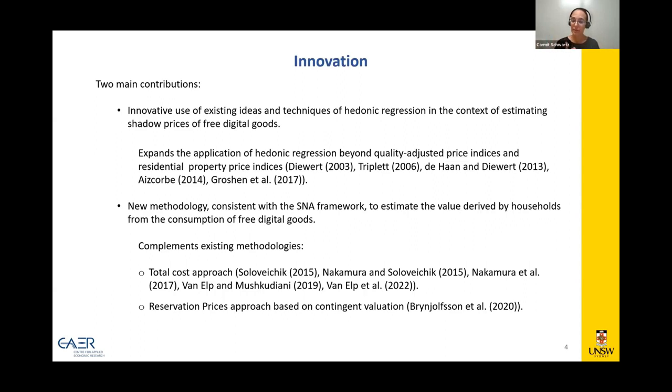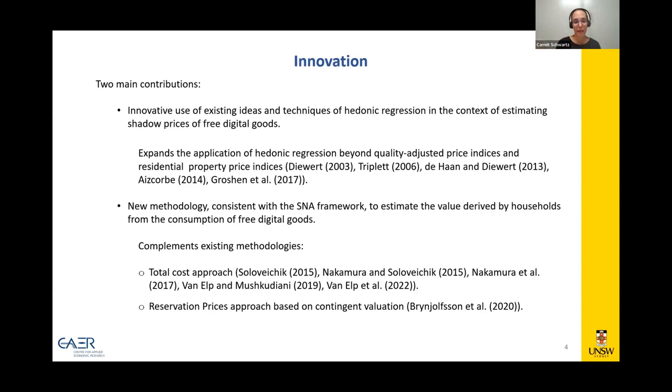Now, the total cost approach covers the cases where the free digital goods are financed through advertising and marketing expenses, and it uses this expenditure to represent the value that households derive from free digital goods. Now, John's paper complements this approach by accounting for different business models, that is, for cases where the free digital goods are financed through paid or premium prices.